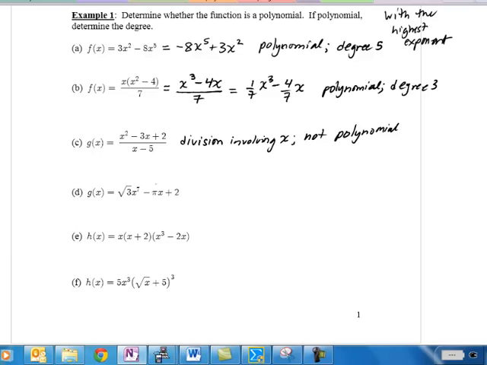The next one looks tricky because it involves the square root, but the square root is on the 3, so this is not a problem. This is still just a constant times x to a non-negative integer power minus another constant times x to a non-negative integer power plus a constant. So the terms are all the form we want for polynomials. So this is a polynomial, and it's degree 7 because x to the 7th is the highest degree term.